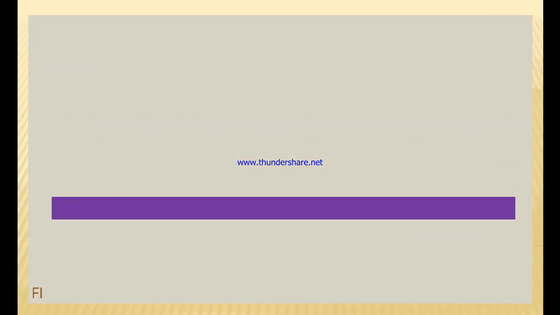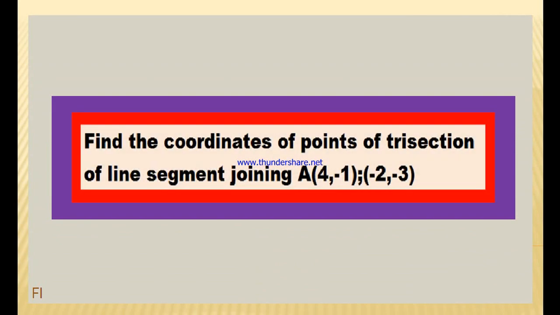Now, this video's question is: find the coordinates of the points of trisection of the line segment joining (4, -1) and (-2, -3). I shall repeat, find the coordinates of points of trisection of the line segment joining (4, -1) and (-2, -3). Let us see the solution.